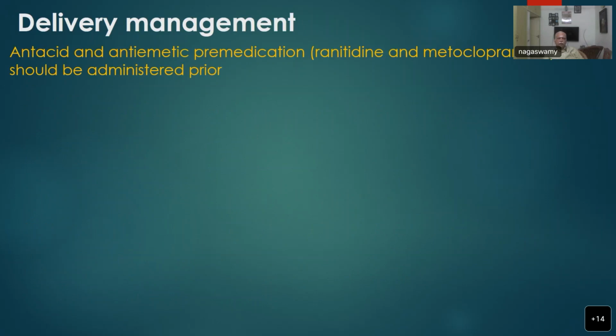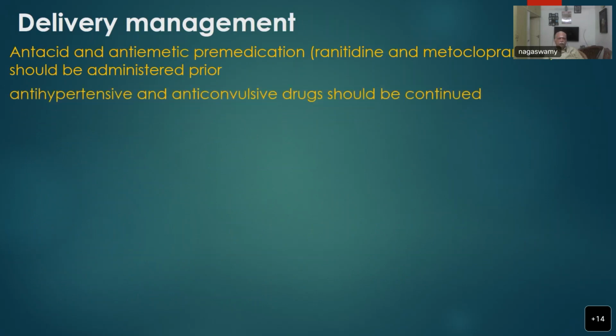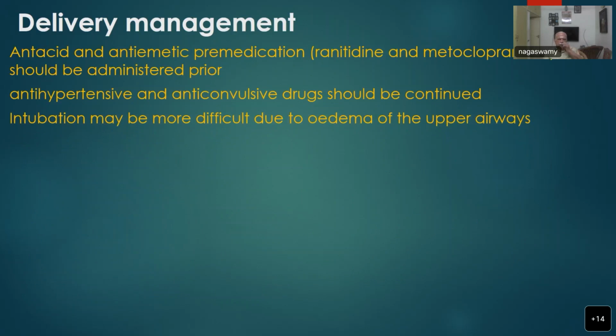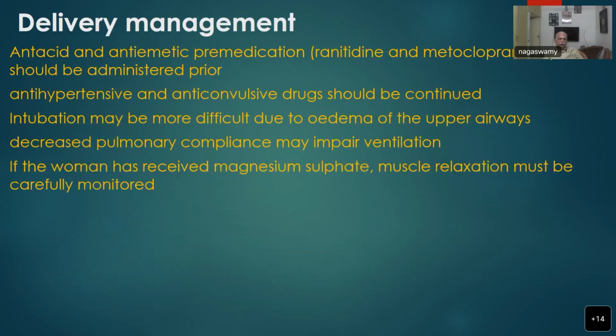Antacid and antiemetic premedication is a must, as always, for any labor patient. Antihypertensive and anticonvulsive drugs should be continued. Intubation may be more difficult due to edema, so we must keep smaller size tubes ready and a difficult airway cart. Decreased pulmonary compliance may impair ventilation. So if the woman has received magnesium sulfate, muscle relaxation must be carefully monitored using a nerve stimulator.